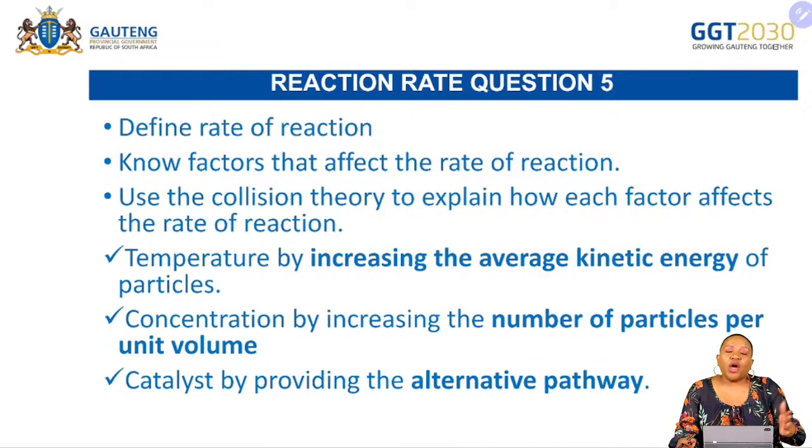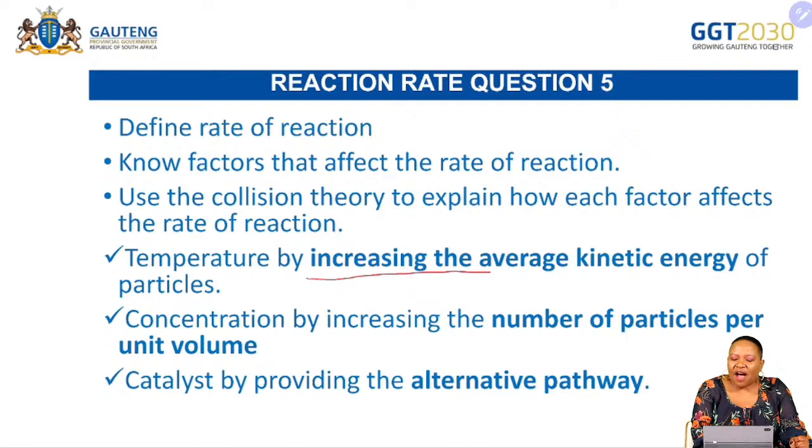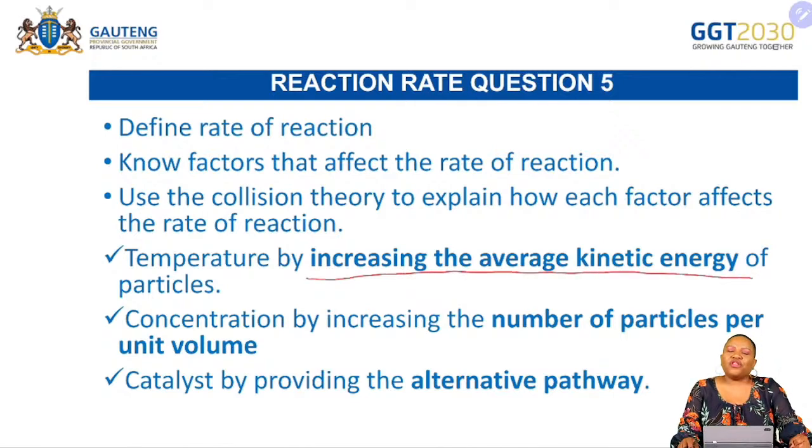We are not going to spend a lot of time on this question because, as I'm looking at the time, our time is not on our side. But what is important when we are explaining factors that affect rates of reaction according to collision theory? We know that temperature is one of the factors that affects the rate of reaction. So what does an increase in temperature do in the chemical reaction? It will increase the average kinetic energy of the particles.